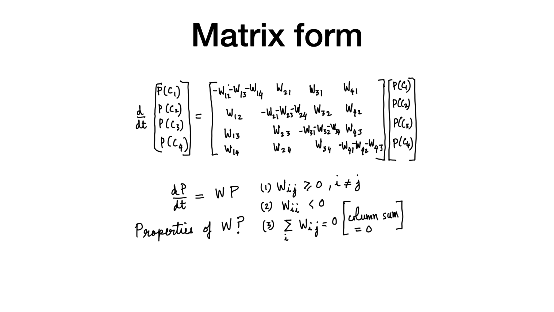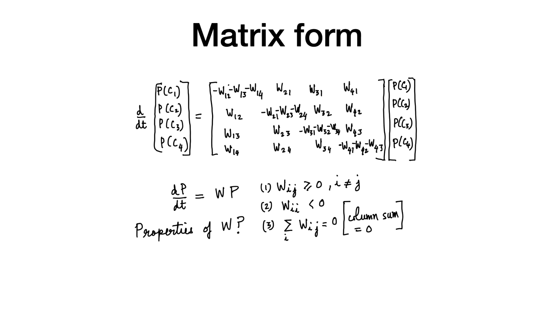The properties are that Wij should be greater than or equal to 0 when i is not equal to j. Non-diagonal terms are non-negative. The diagonal terms are negative. And if I sum each column, W21, W23, W24 cancel out exactly with the diagonal term. Each column sums to exactly 0. So with j as my column index, when I sum over i, Wij is 0.